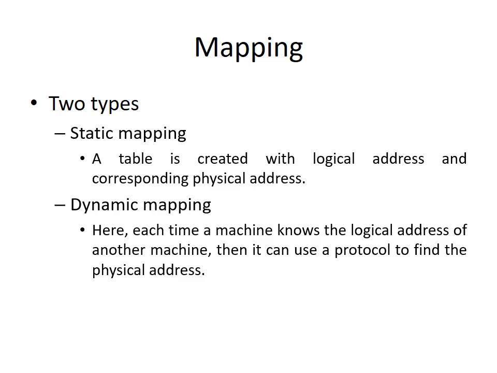Dynamic mapping is the scenario in which each time the machine knows the logical address of the other machine. That means while a machine is connected over a network, it can easily identify the IP address of another machine. Then they use some protocol to find the physical address, that means the MAC address.